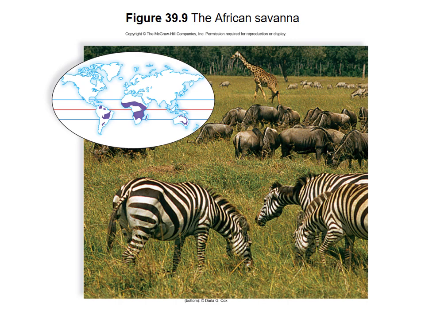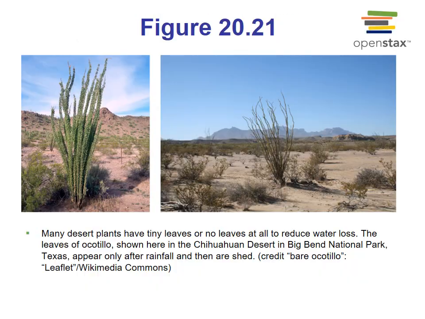This gives you an idea of what life on a savanna may look like. You can see there are some trees in the background, but lots of grass and many different types of large herbivores. The map that is inset here shows in purple where the savannas are found.